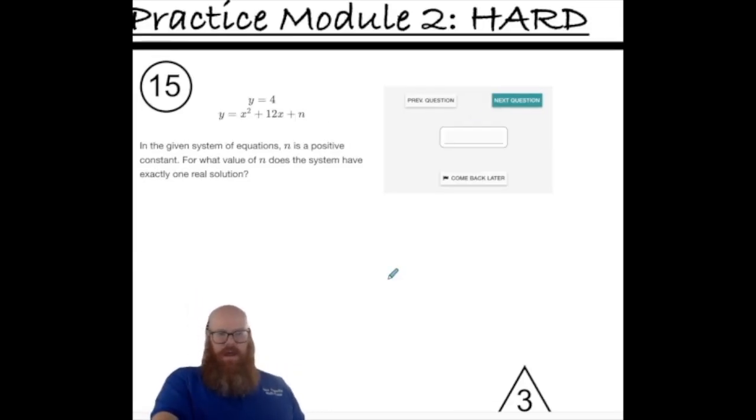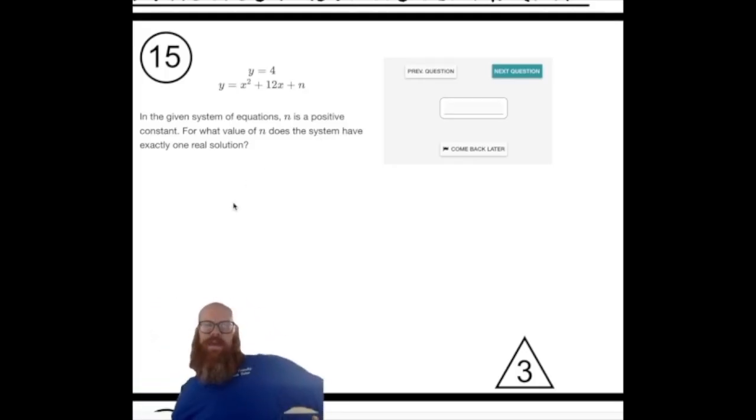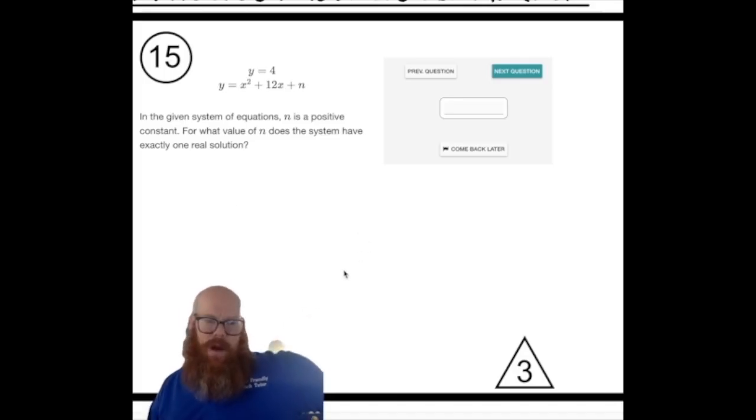All right, now on to number 15. So we look for the value of n for which the system has one real solution. All right, so this is one where if it were multiple choice, I would definitely use Desmos. But I'm not going to, because I don't want to take the chance that I'd have to use a slider, and the answer could be bigger than 10, or it could be a decimal, and I don't want to have to go through that. So then my backup option is I know that I can just use the discriminant.